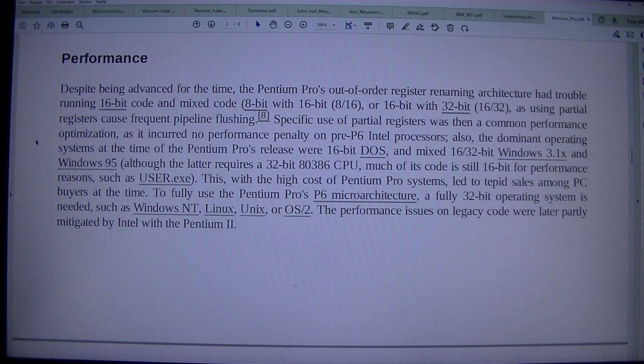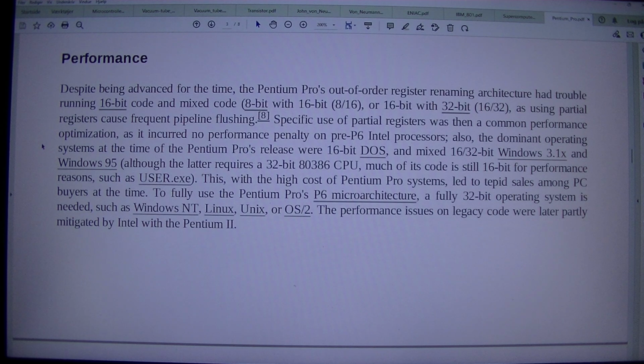processors. Also, the dominant operating systems at the time of the Pentium Pro's release were 16-bit DOS and mixed 16/32-bit Windows 3.1x and Windows 95. Although the latter requires a 32-bit 80386 CPU, much of its code is still 16-bit for performance reasons, such as USER.EXE. This, with the high cost of Pentium Pro systems, led to tepid sales among PC buyers at the time.